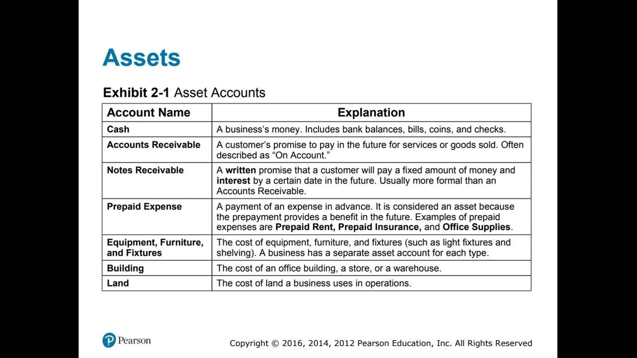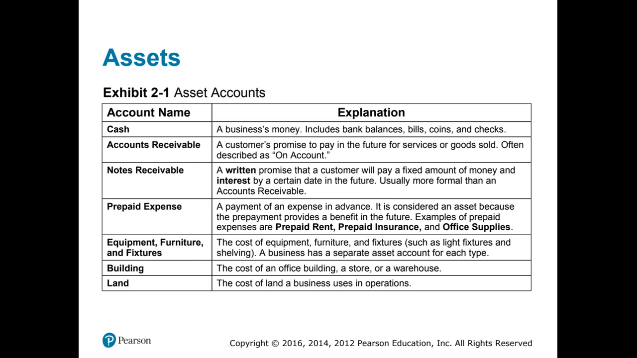So it's going to go into our prepaid rent account. And then on the 1st, when it's actually due, then we will move it out of our prepaid rent and into our rent expense account. So it was an asset when it was sitting in prepaid. But once we utilized that prepaid rent, it then became a rent expense.